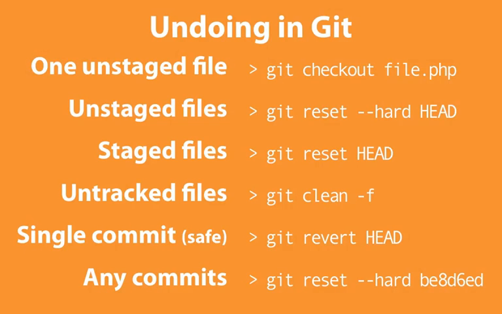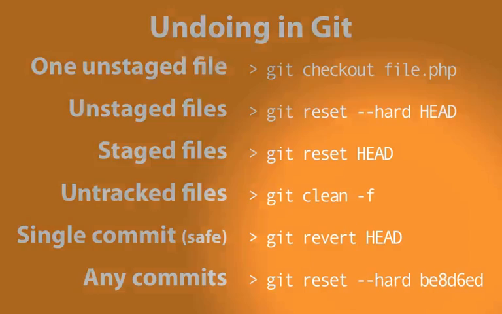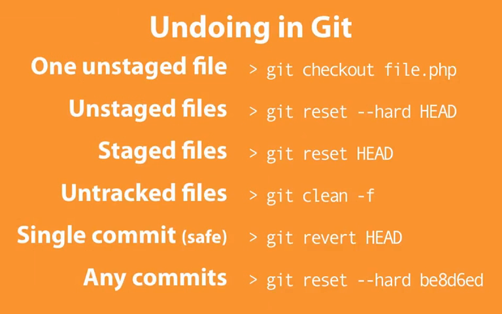There's the safe way. And if we want to undo the changes in a particular revision without destroying any of the history, we can use git revert and then pass it the name of the revision that we want to change. Again, head points to the current revision of the current branch that we're on.